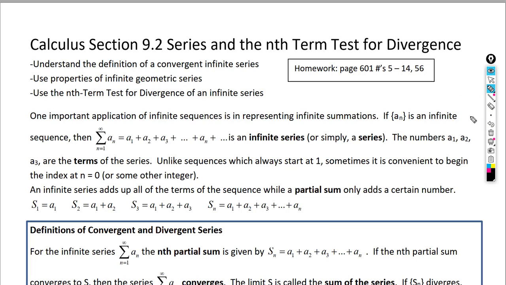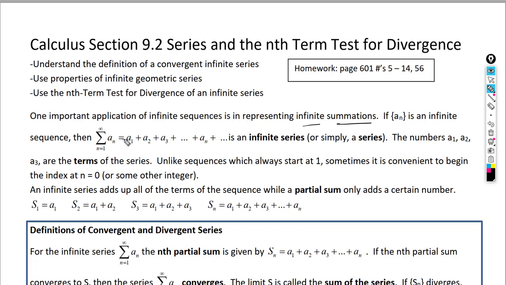All right, welcome back. Next section, 9.2, we're talking about series, and then the nth term test for divergence. One important application of infinite sequences is representing infinite summations. If a sub n is an infinite sequence, then we have this symbol called sigma, which stands for summation, and we're going to start at 1 and go to infinity. So n equals 1, all the way up to infinity, and we're always going to use those positive integers, like 1, 2, 3, 4, 5, and so on.